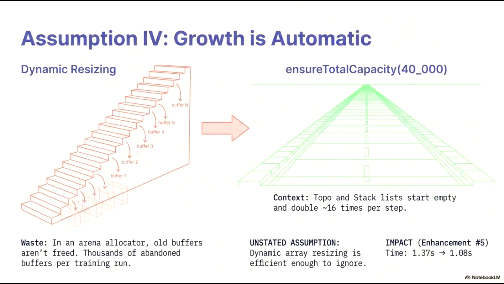By shifting to an explicit capacity management strategy, using ensureTotalCapacity to pre-allocate 40,000 slots up front, we streamlined memory usage and significantly improved performance. This single optimization, marked as enhancement number 5, reduced our runtime from 1.37 seconds to 1.08 seconds, proving that managing growth explicitly can yield major efficiency gains.